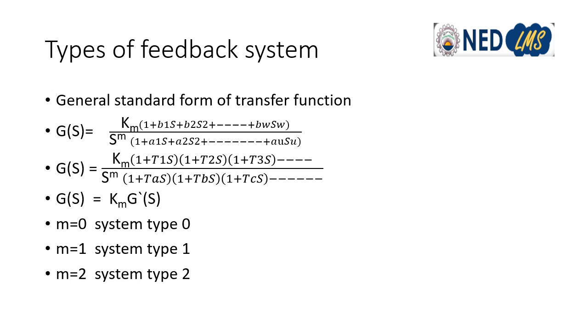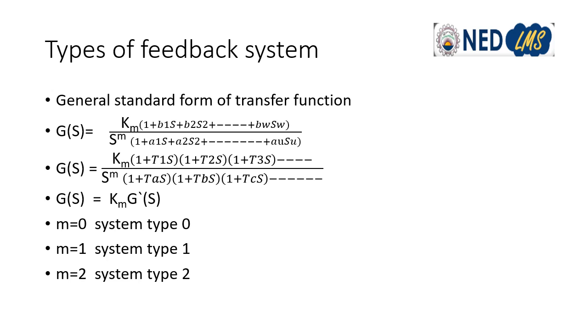And the denominator has s raised to the power m, where s is a pole at the origin, or sometimes 1 upon s is called the integrator. So we have s raised to the power m, some m poles at the origin, and the polynomial here is 1 plus a1 s plus a2 s square up to au s raised to the power u.